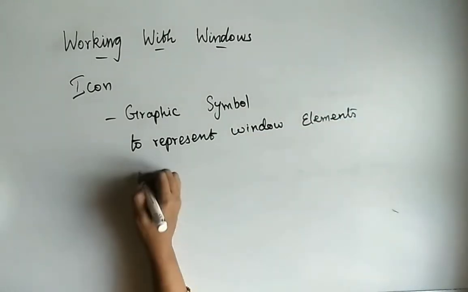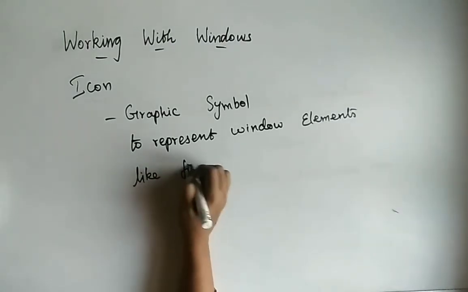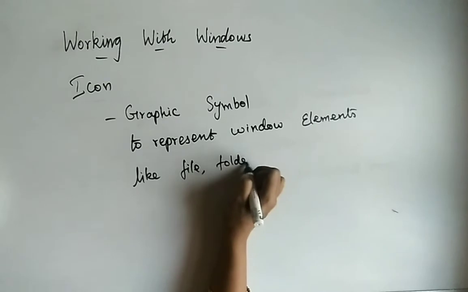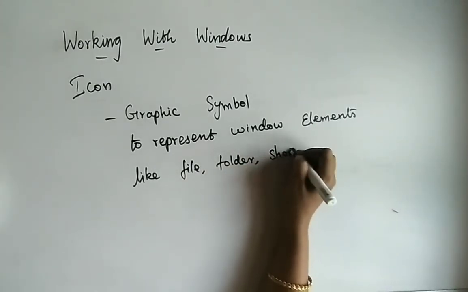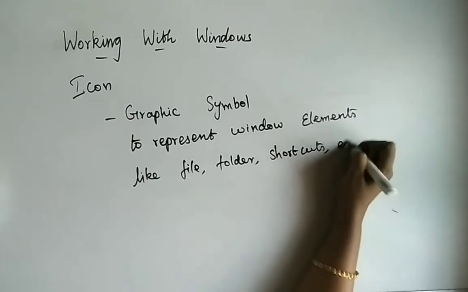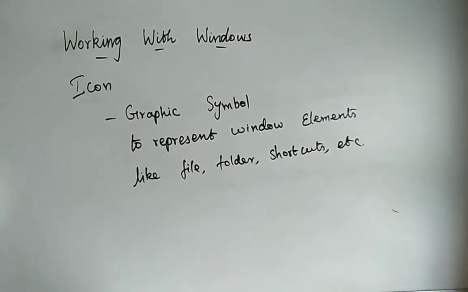So what are the elements you can have? Like file, folder, similarly shortcuts or applications. All of that you will have under icon. Icon is nothing but a graphic symbol. Why do you need a symbol? To represent something. Instead of having a theoretical description, just by means of a small symbol you will be able to identify which application it is, what is a file, what is inside the file or what is inside the folder. Everything can be easily understood by means of the icon itself.